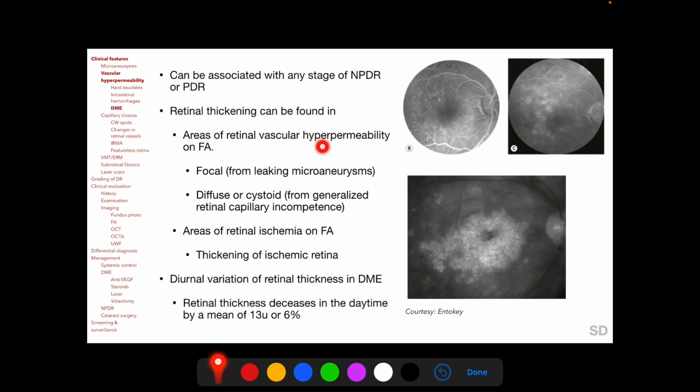In areas of retinal vascular hyperpermeability, as we have discussed, the leakage of fluorescein can be focal from leaking microaneurysms or diffuse or cystoid from generalized retinal capillary incompetence. These two fluorescein angiograms show early and late phases of focal leakage from microaneurysms, and this angiogram shows diffuse leakage, more specifically the petaloid cystoid pattern of diffuse leakage. We'll see further examples of focal and diffuse leakage later in this session. And in areas of retinal ischemia, retinal thickening can occur from thickening of ischemic retina.